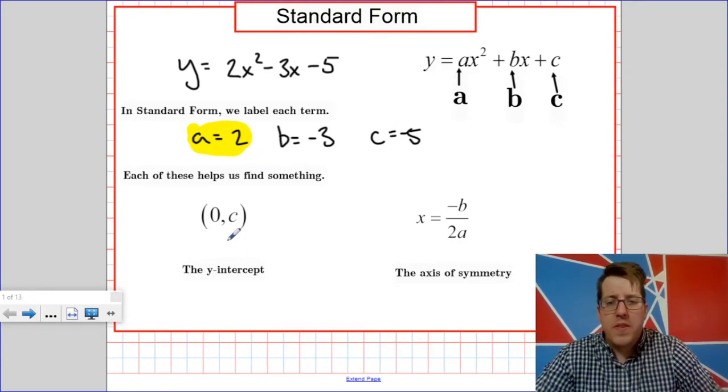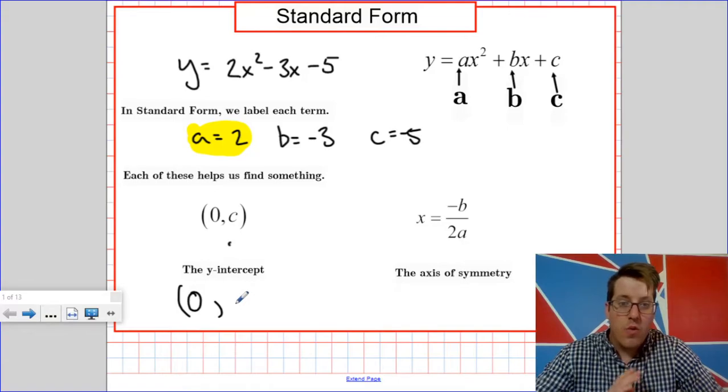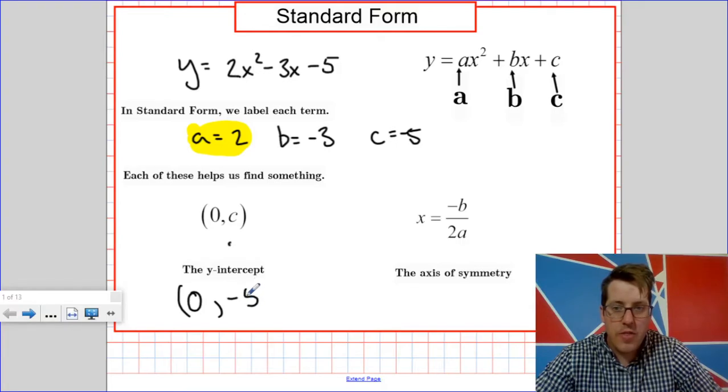Now, what C tells us is the y-intercept. And the reason that C tells us the y-intercept is it says if we plug in 0, then what do we get for our equation? Well, the A term and the B term are going to cancel out because they'll have a 0 in them, but the C term will be there. That's why it's called the constant term, because the x does not affect it.